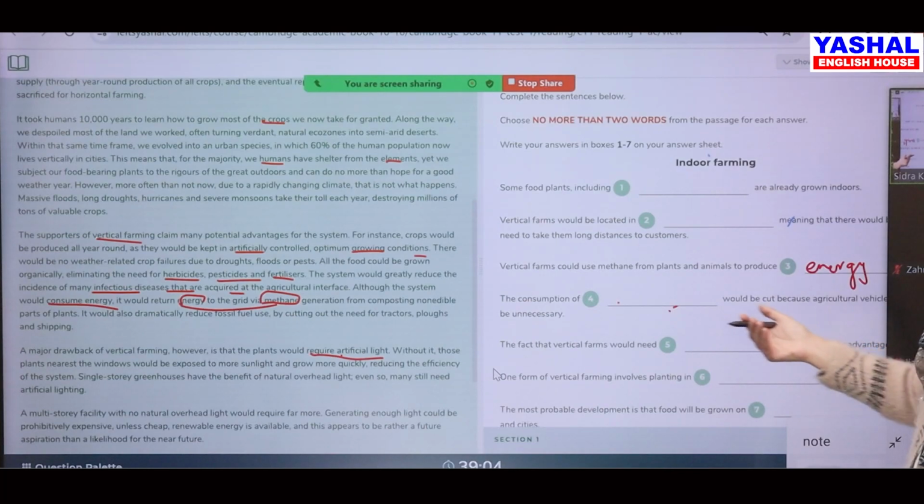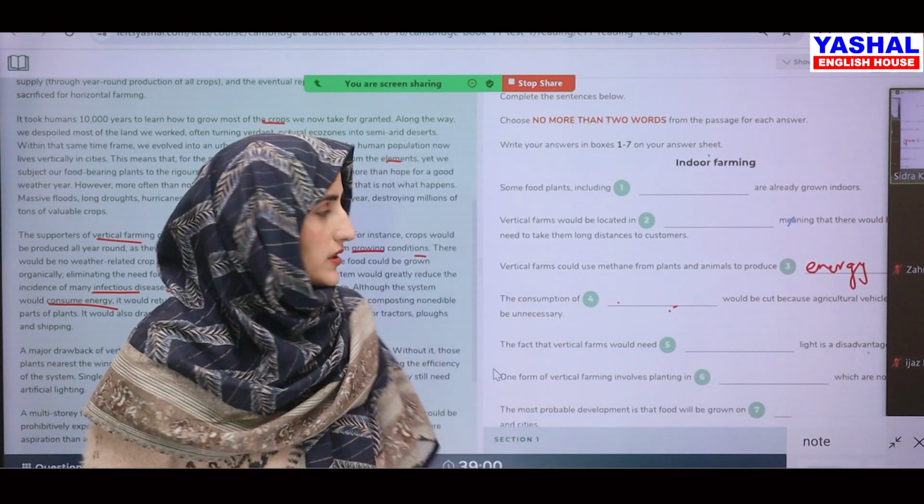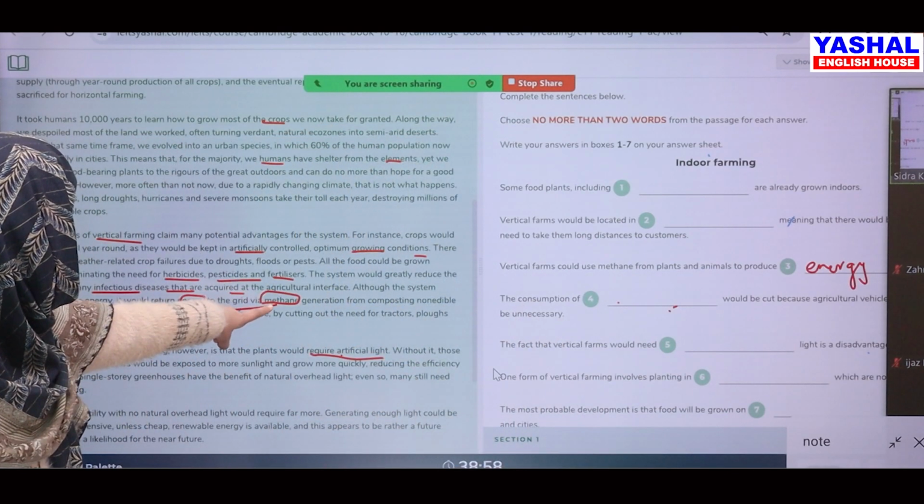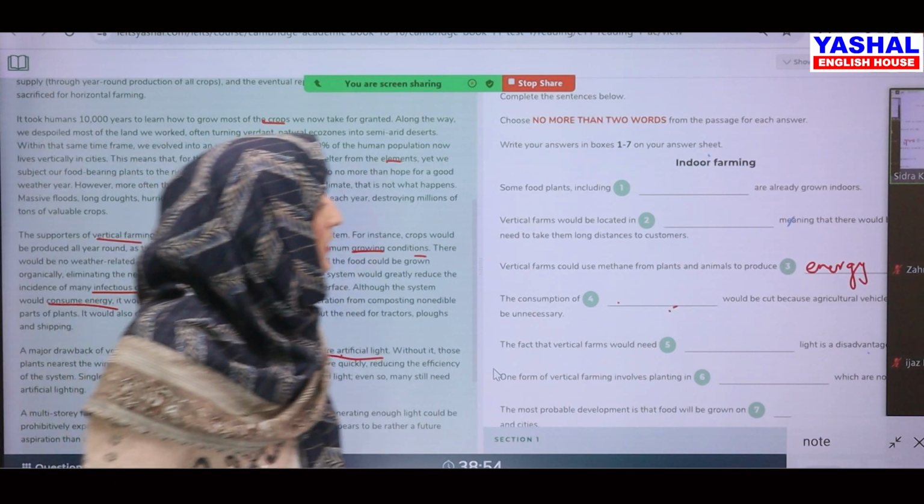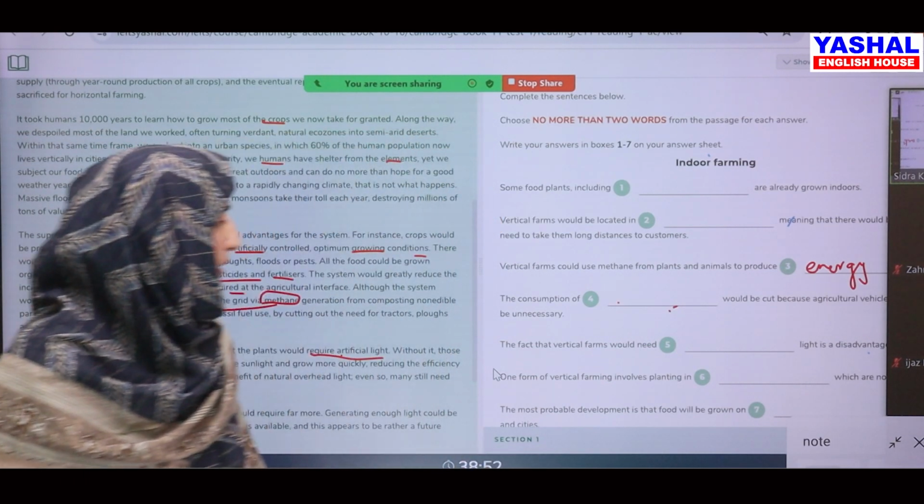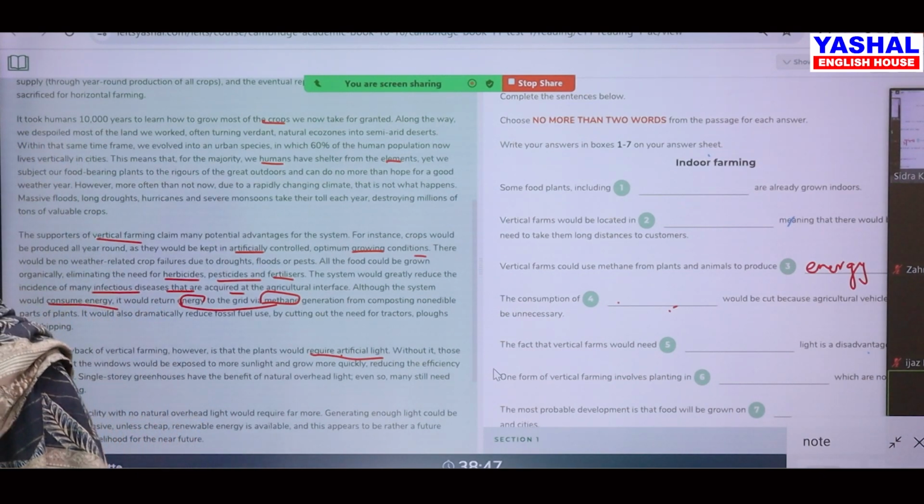Be cut because agricultural vehicles would be unnecessary. अब यहाँ पे क्या आ सकता है? Consumption of dash. आपने एक किए, we have methane and artificial light. The consumption of dash would be cut because agricultural vehicles would be unnecessary. So what do you think? इसका आंसर क्या हो सकता है?